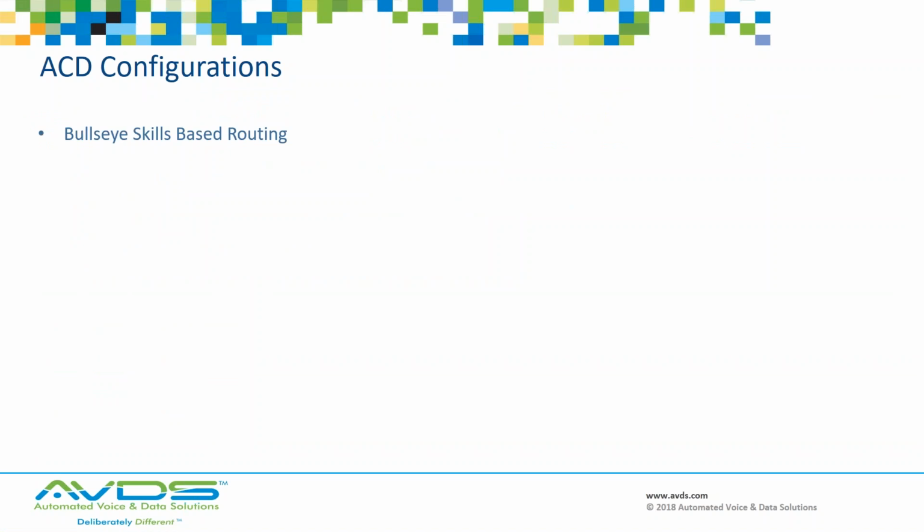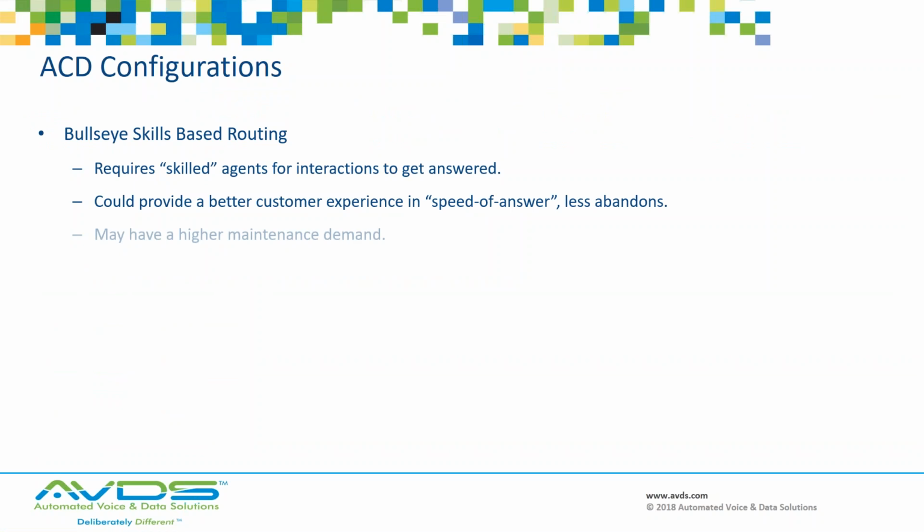The next configuration we're going to look at is bullseye. This takes your skilled agents and has some agents that are more highly skilled than others. So again, you still have to use skills. However, this could provide a better customer experience in the speed of answer, because after a certain amount of time, the system will stop looking for the most skilled agent and will work its way through the rings. It allows you to have fewer abandons and get these calls answered quicker.